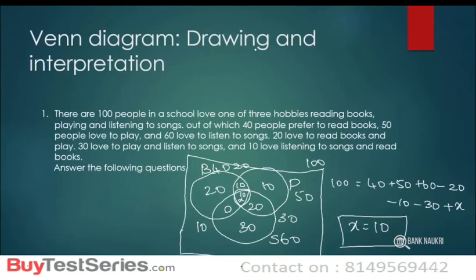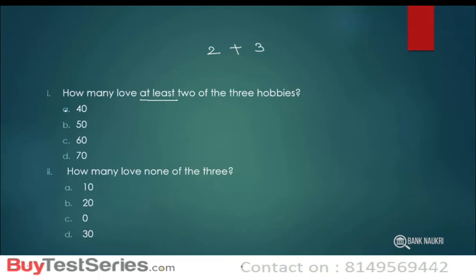The answer will be 20 for 2 hobbies, 10 for 2 hobbies, and 0. So 20 plus 10 is 30, and at least 2 hobbies also includes 3 hobbies. So 20 plus 10 is 30, plus 10 is 40. Hence the answer to the question should be 40. Hence the answer is option A, 40.